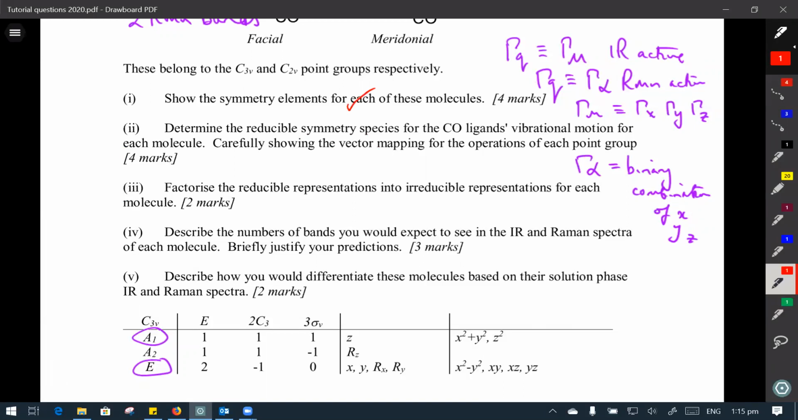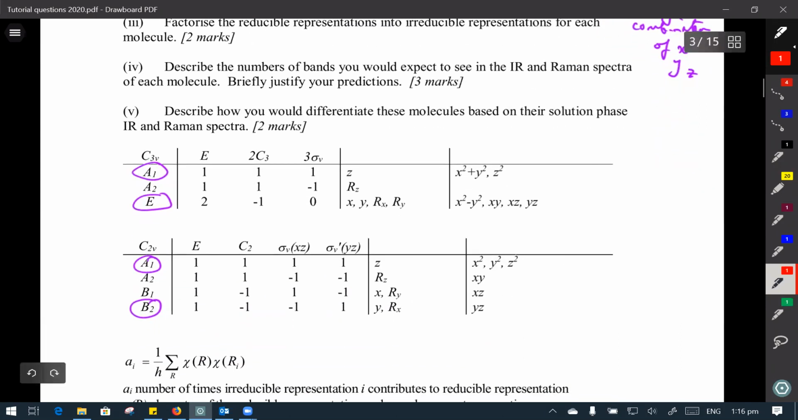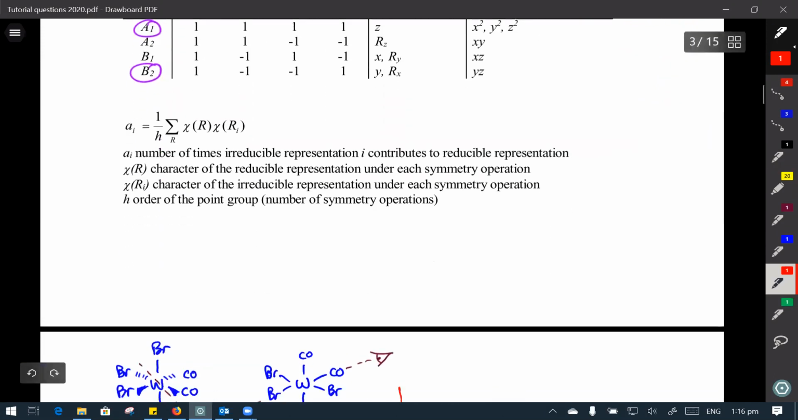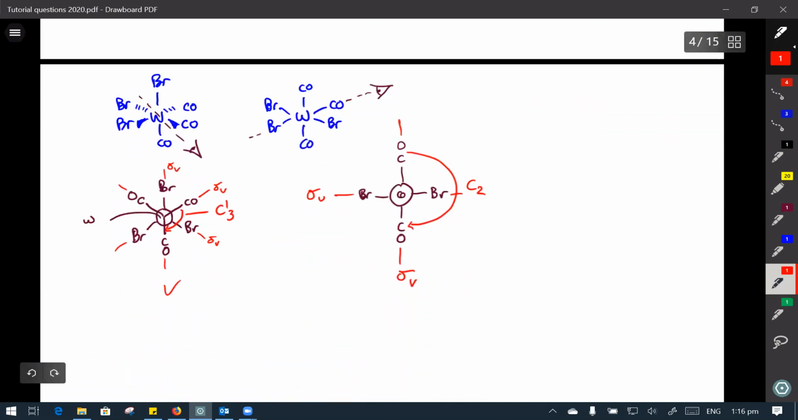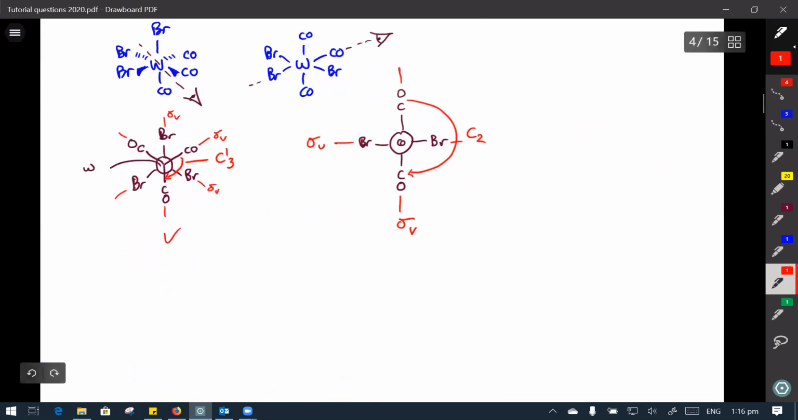And then it says determine the reducible symmetry species for the CO ligands vibrational motion for each molecule. Carefully show the vector mapping for the operations of each of the point groups. So this is, yes, a wee bit involved. So let's try it for, I'm just trying to think how easiest to do this. So I think if we work with this diagram here, we can do it for these guys first, okay?